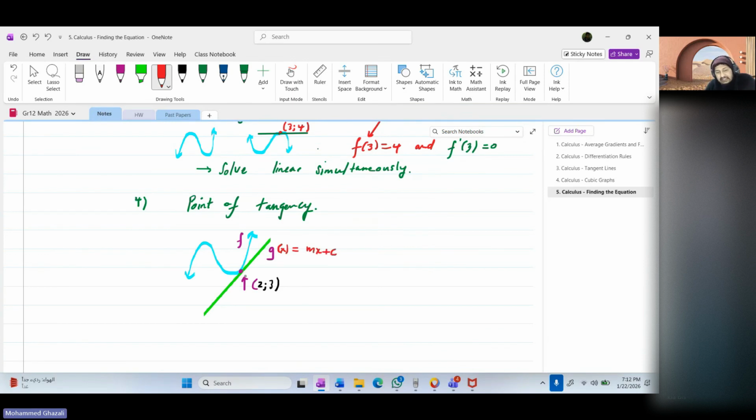Now, what is the point of tangency condition? The point of tangency condition is that f of 2 must be equal to g of 2. So at the x value of 2, this is the point of contact. At the point of contact, f of 2 must be equal to g of 2, and both the values will be 3. So f of 2 is equal to g of 2. This is equation 1, okay?